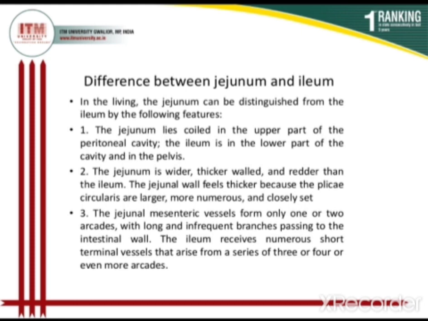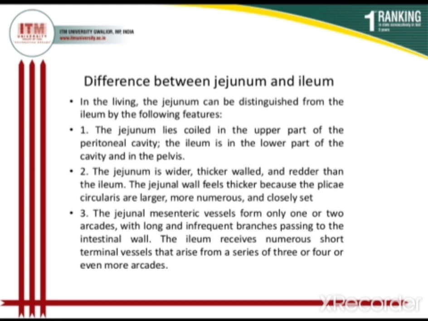Next, the jejunal mesenteric vessels form only one or two arcades with long and infrequent branches passing to the intestinal wall. These supply the jejunum, and the ileum receives numerous short terminal vessels that arise from a series of three or four even more arcades.